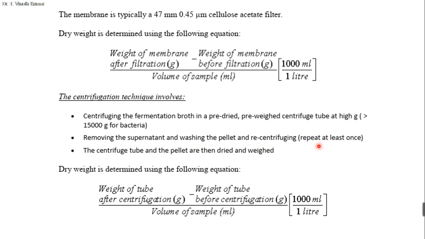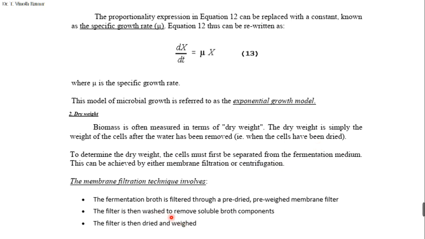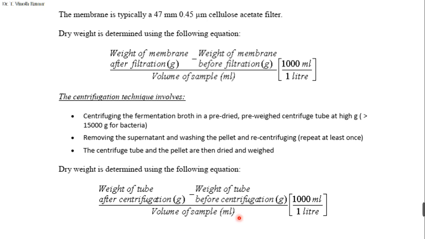Like this step, like we wash away the soluble broth components in filtration, here in the centrifuge tube we wash it with either buffer or deionized water, sterile water, and the centrifuge tube and the pellet are then dried and weighed. So the completely dried centrifuge tube with the pellet, that means the biomass, is to be weighed.